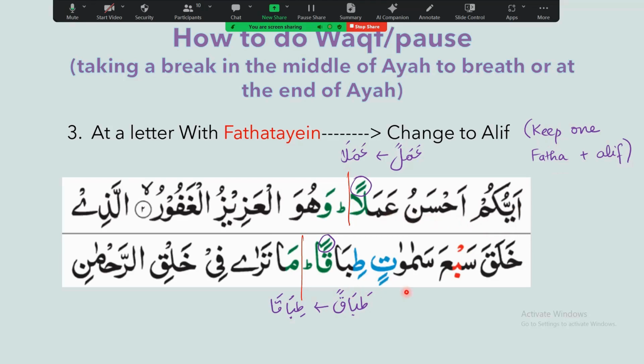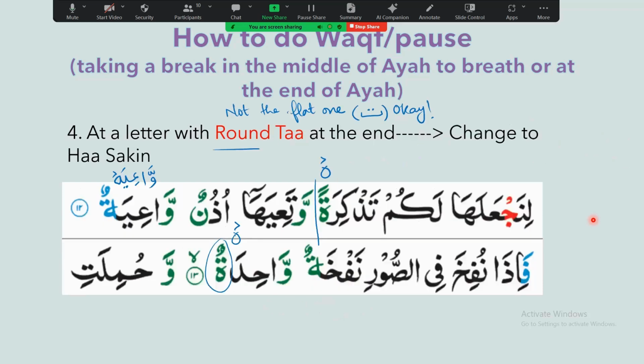In the second example here, alladhi khalaqa sab'a samawati tibaqa. Again, at the end you see an alif as well, but we just do not articulate that. So that is why we can write the sound like this as well. I have written, there was a kasra below ti, tibaqan, okay? And we just change this qan to qaf fatha alif, qa, tibaqa. Okay, so this was the third point.